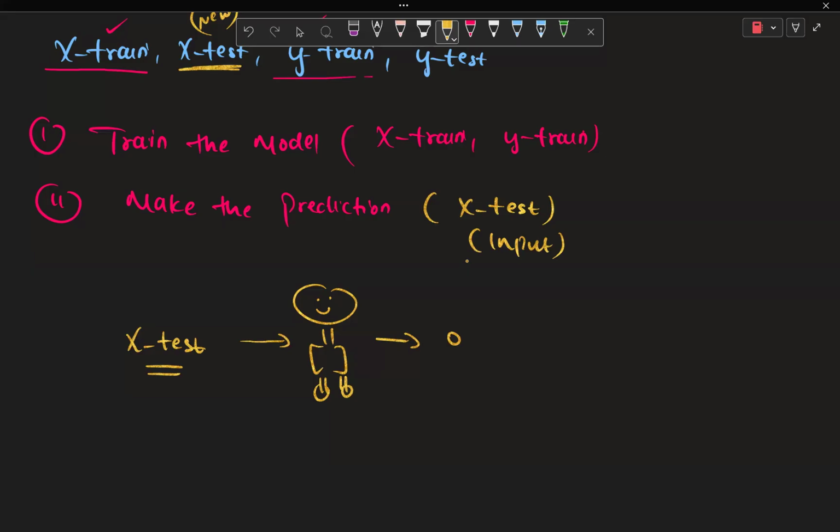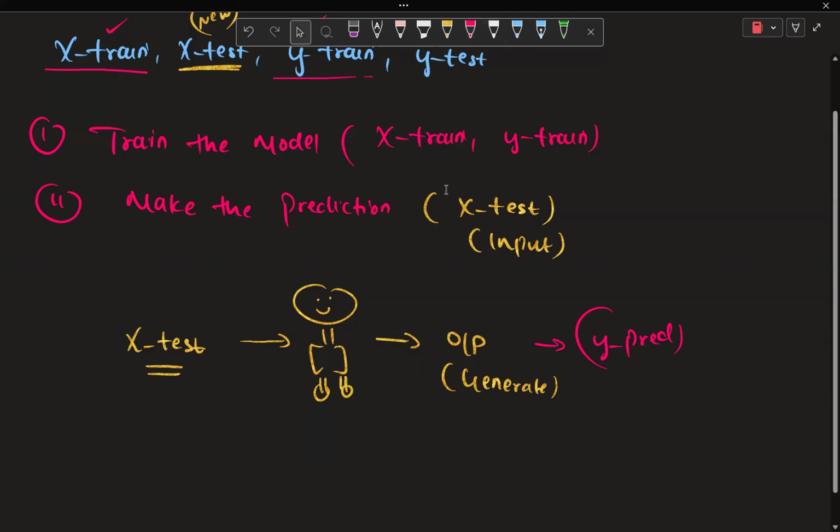So it will give some output or not? It will generate different outputs. And this generated output is called Y pred. So if somebody asks you what is Y pred, it is the new output generated on new data. What is the new data? X test. Input. Clear?